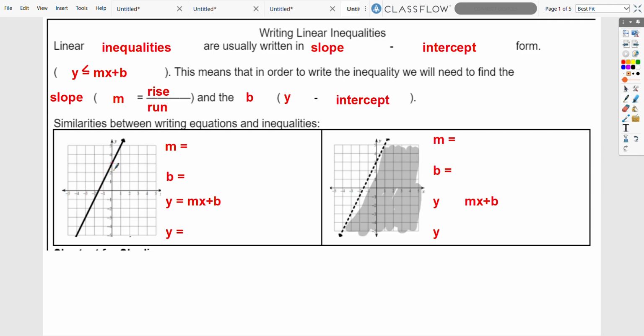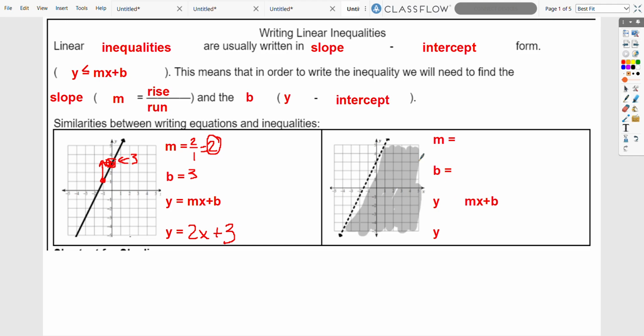This is just an equation. We can use these points here. Looks like it rises 2 and runs 1. 2 over 1 gives us 2 for the slope. And the y-intercept, the b, is wherever it crosses the y-axis, which it does at the number 3. So that makes our equation y equals 2x plus 3.